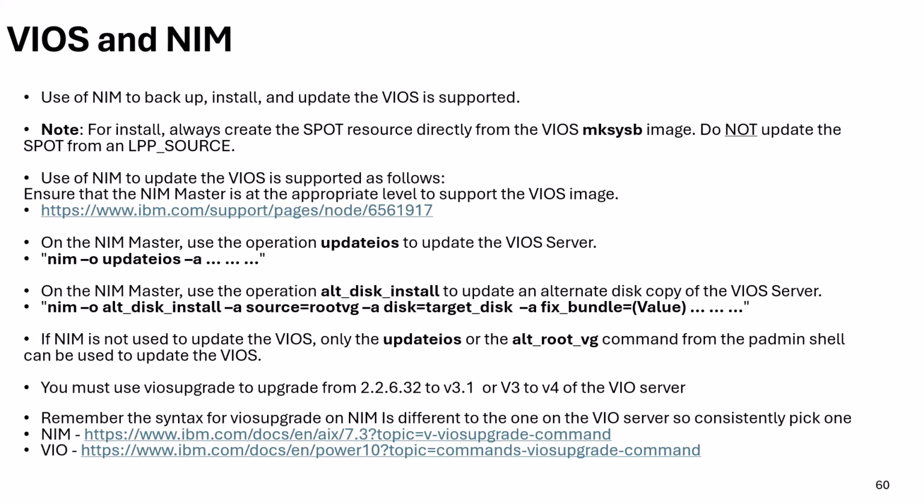When you're updating a VIO server from a NIM master, you're either going to use updateios or viosupgrade. So when you're doing just regular updates, it will be the nim -o updateios command.